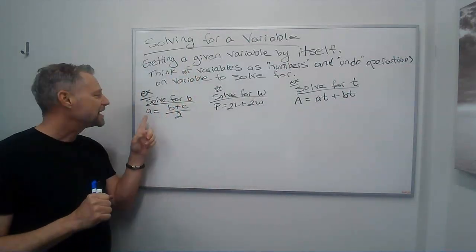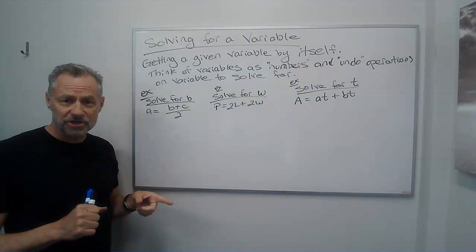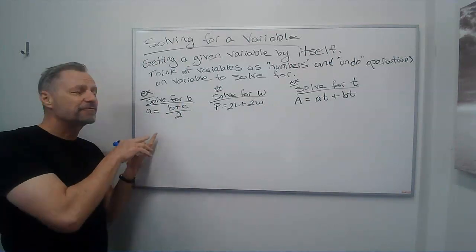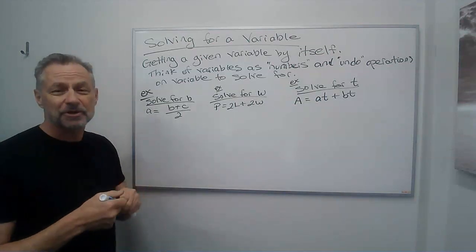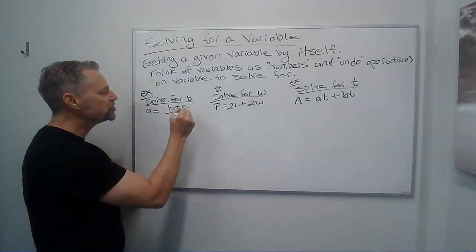Solve for b. I have the formula a equals b plus c over 2. Oftentimes, if we have fractions in the problems, we want to get rid of the fractions first. So the first thing I'm going to do is multiply both sides by the LCD, which is 2 in this case.